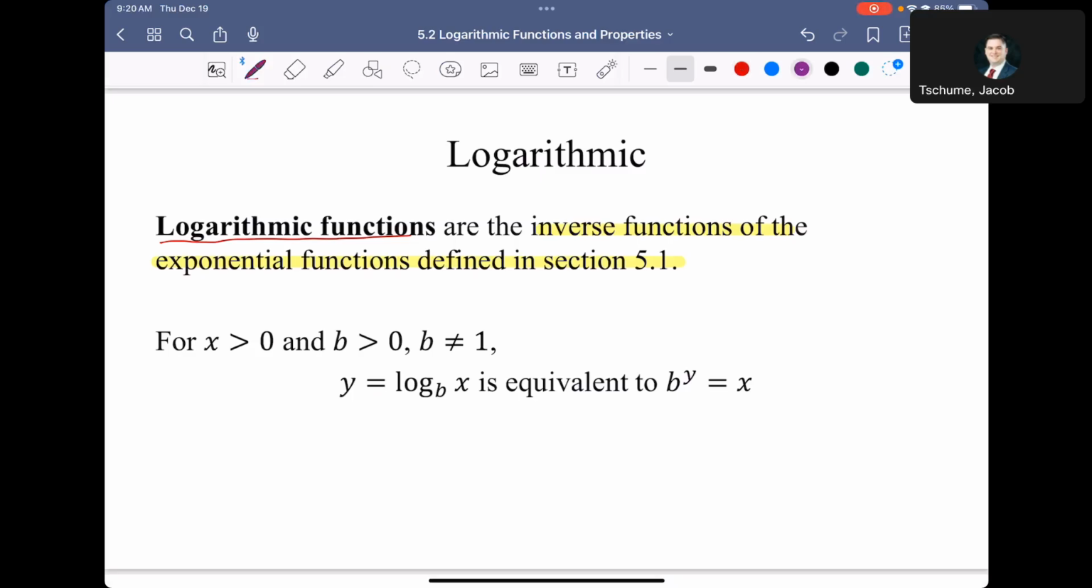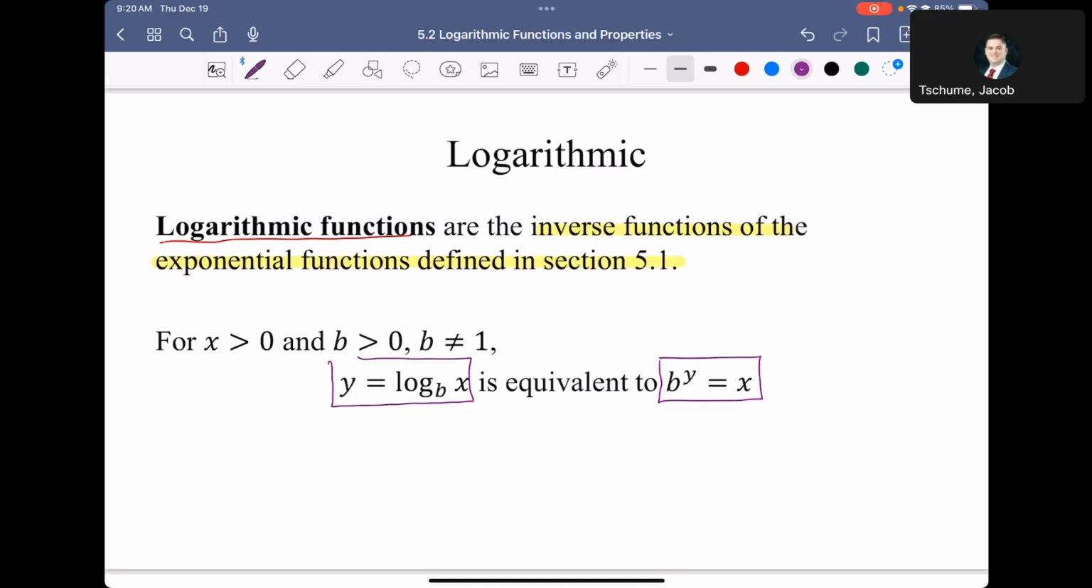Well, as you can see down here at the bottom, we talked about this form last time, where if you have b raised to a power equals a number, that's called an exponential equation. When we write it as a logarithm, because they're going to be equivalent to each other since they're inverses, the equivalent statement would be y equals the log base b of x.